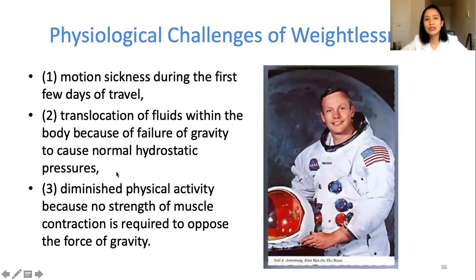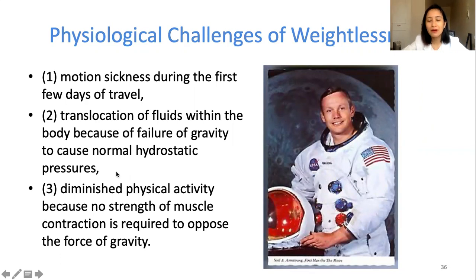What are the physiological challenges of weightlessness? Astronauts can experience motion sickness during the first few days of travel. There could be translocation of fluids within the body because of failure of gravity to cause normal hydrostatic pressure. So there's still acceleratory forces affecting your body fluids. And there's also diminished physical activity because no strength of muscle contraction is required to oppose the force of gravity.